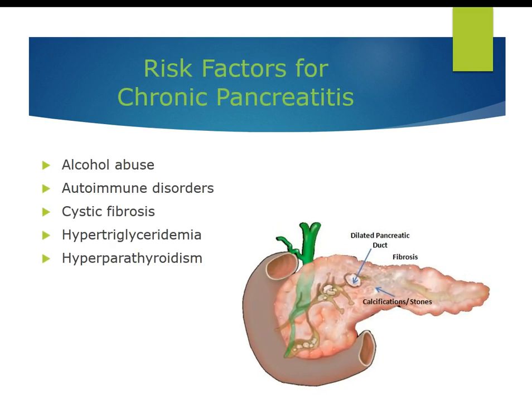Repeated bouts of acute pancreatitis could result in a chronic state, and fibrotic changes begin to occur, very similar to the fibrosis in the liver with cirrhosis.